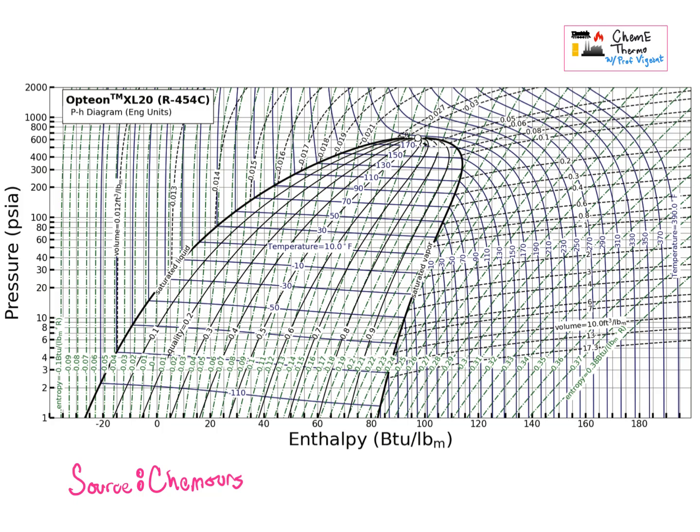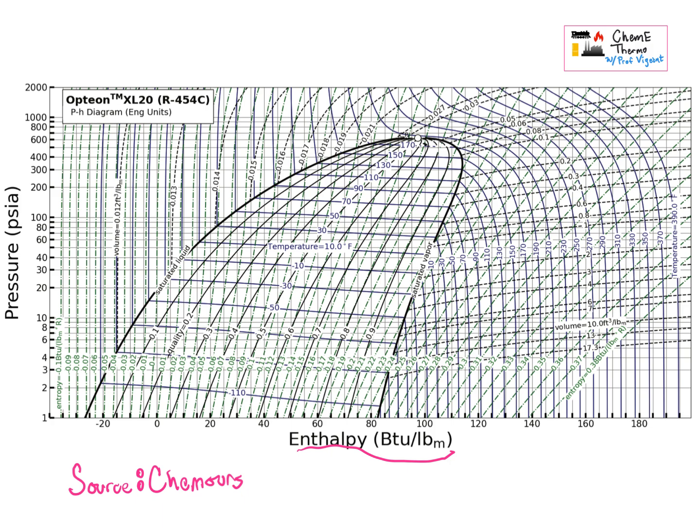Hey everyone, I wanted to do a faster version of how to read a pressure enthalpy graph. Keep in mind, when we have a single component, such as we have here with the refrigerant Opteon, that means that knowing any two state functions, such as enthalpy, which is on the x-axis, and pressure, which is on the y-axis, means we have specified all of the other state functions as well.